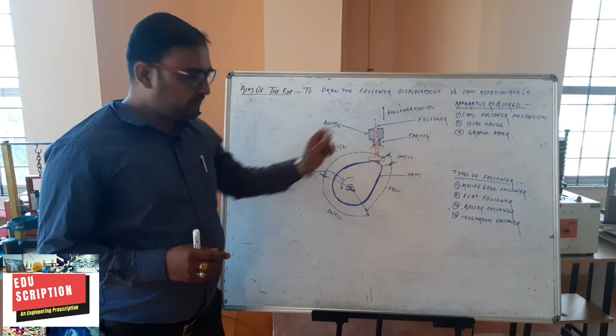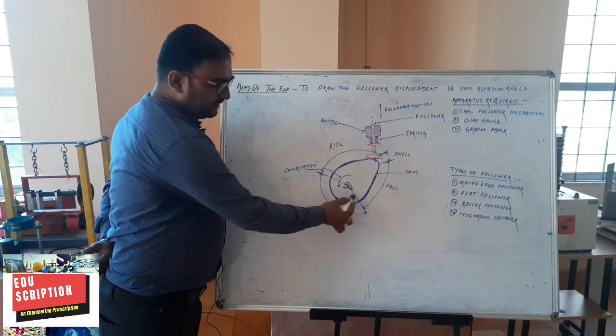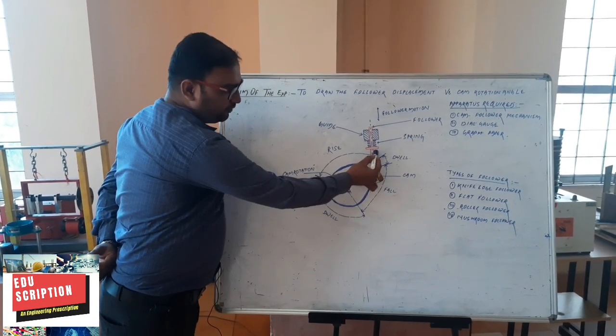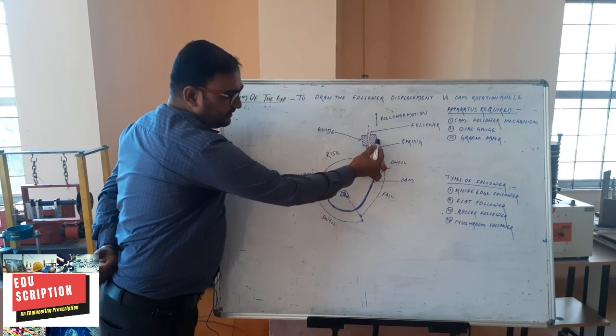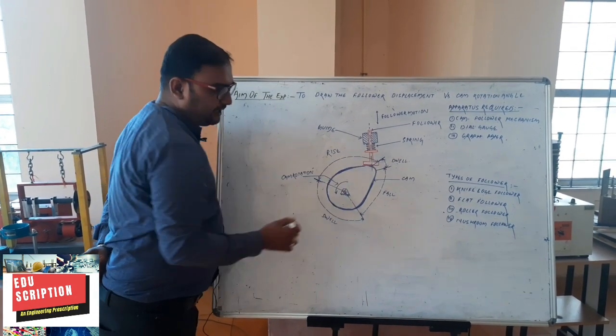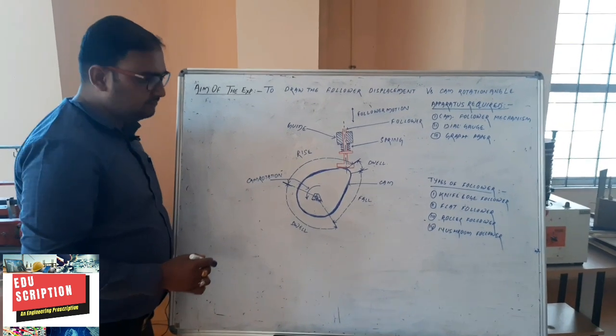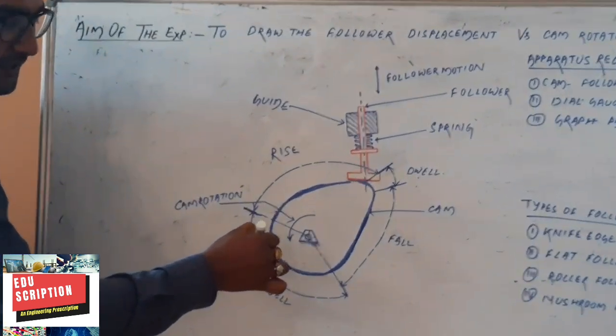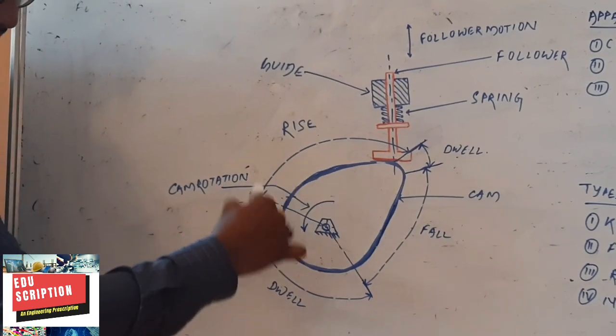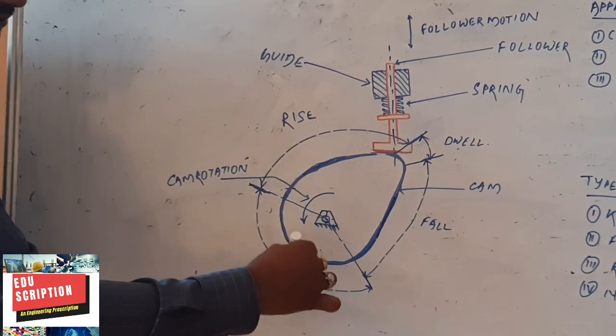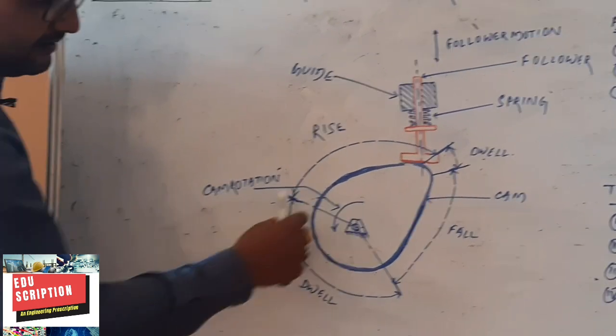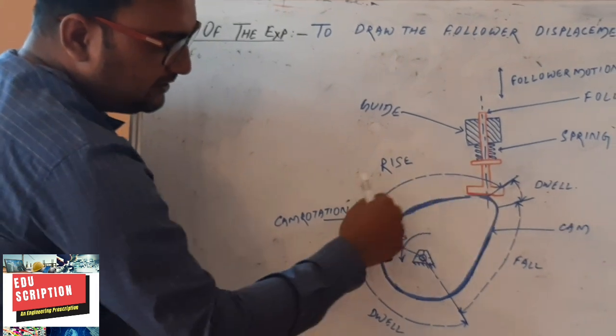In this mechanism, this part is your cam and this part is your follower, this one is your guide, and this part is your spring. In this cam and follower mechanism, when the cam rotates in anti-clockwise direction, we can see from here to here this part is your rise.